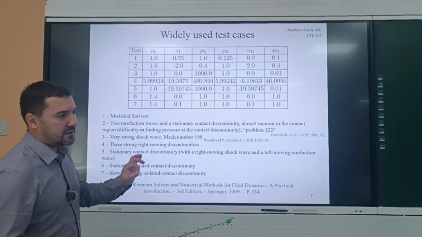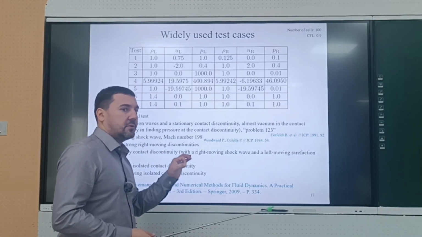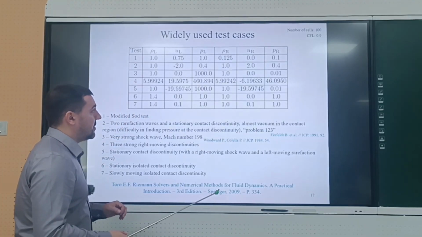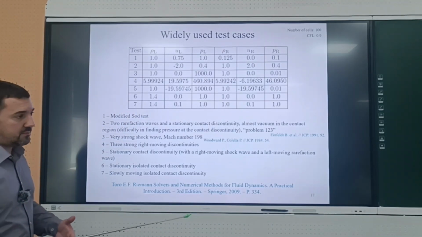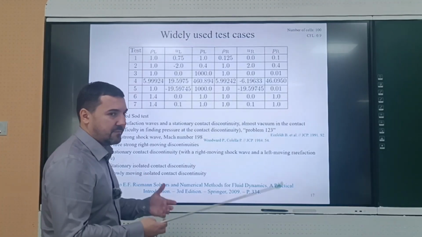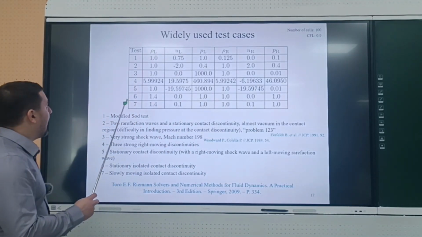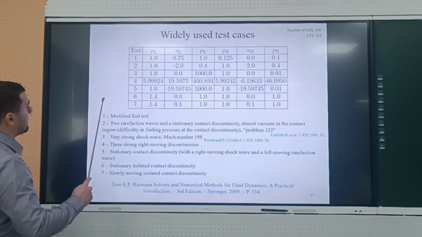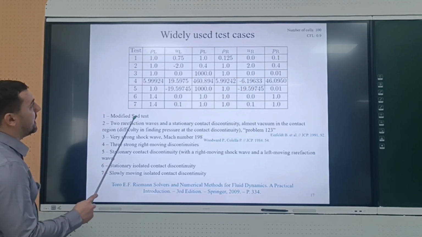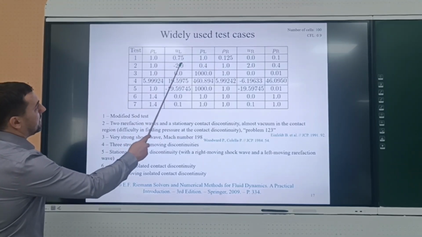The test number 0 is a Sod test, or Sod shock tube. And generally speaking, if you want to start validating your approach, you should use these test cases. Test case number 1 here is the so-called modified Sod test. The modification is due to the velocity to the left of the discontinuity.